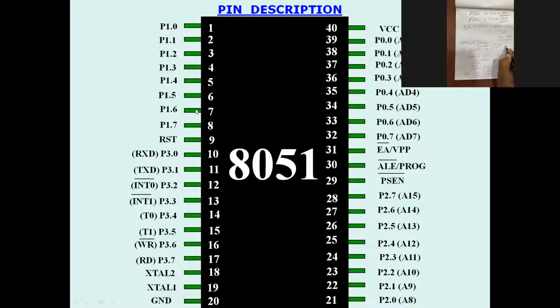And what is the VPP? It's the voltage peak to peak. It is given at the time of EEPROM programming. At the time of EEPROM programming, which means whenever you are burning the program, we give plus 21 volt to this pin. Plus 21 volt. Right?